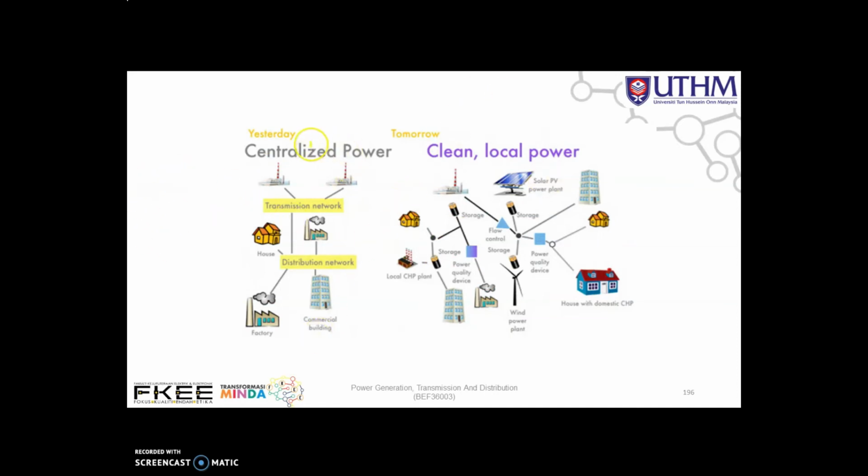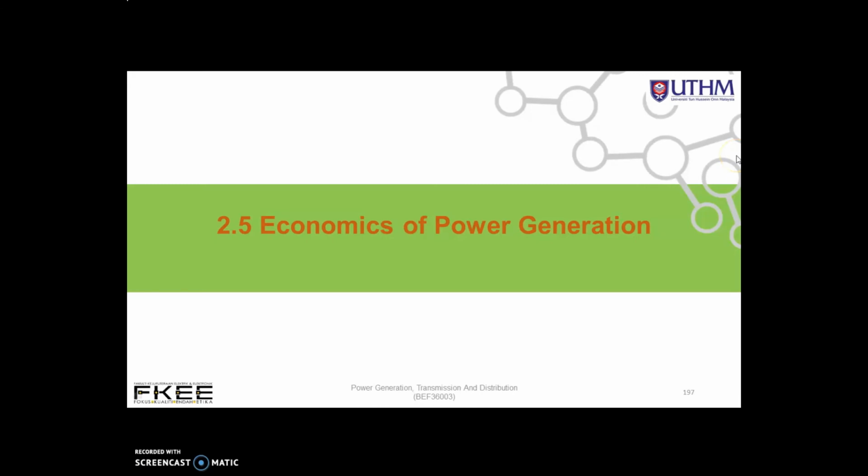So this one is the previous electricity system, which is the centralized power supply from the conventional power plant, and this one, the future electricity system, will offer more clean power, which is coming from distributed generation. Okay, next is section 2.5, economics of power generation.